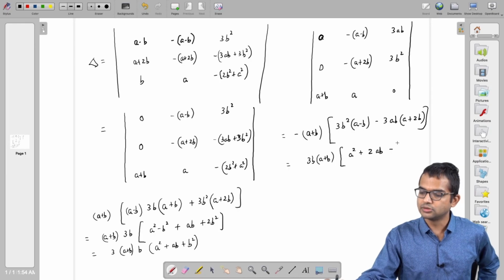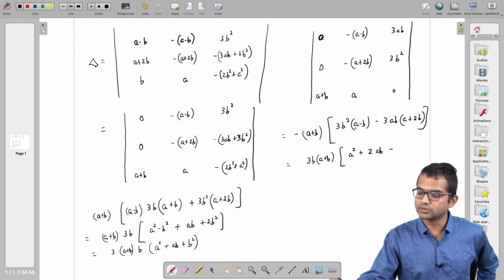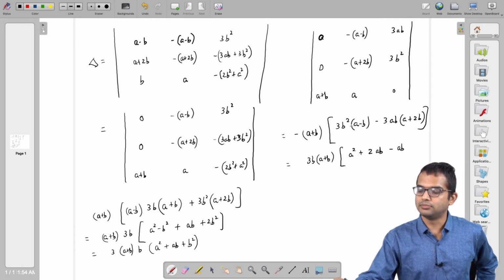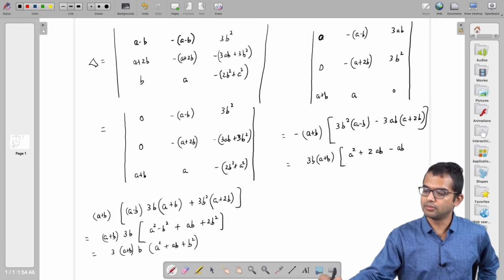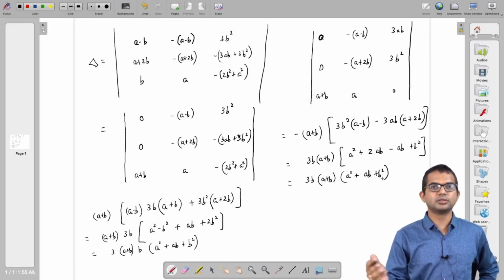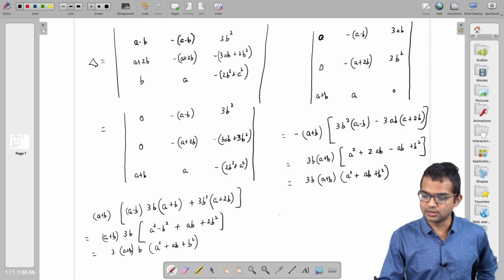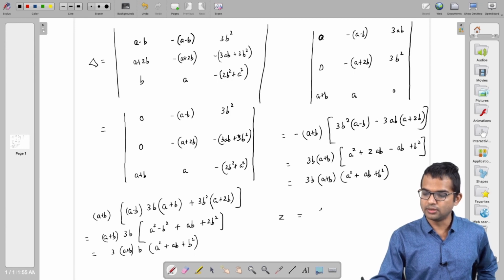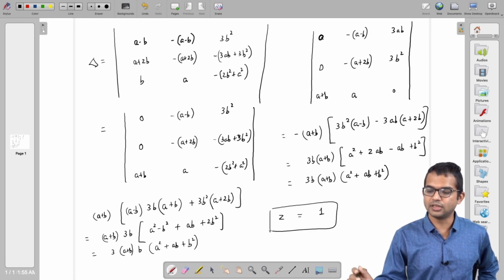So minus 3, I have pulled out a 3b. So I have a squared minus ab plus b squared, which is equal to 3b into a plus b into a squared plus ab plus b squared. So we have all these nice simplifications, and so the answer is z is equal to 1. Very simple final answer, right?